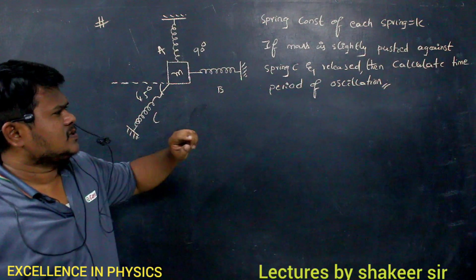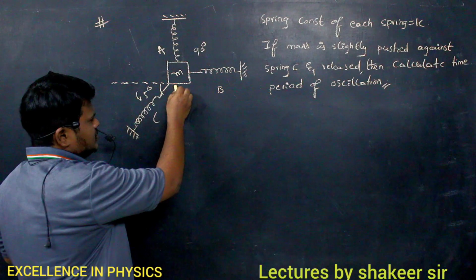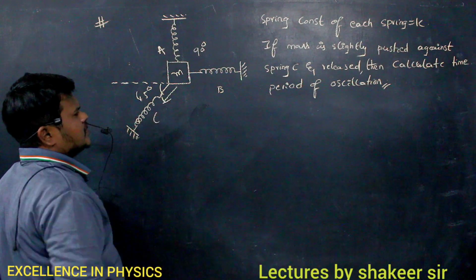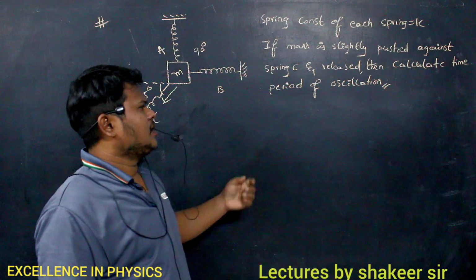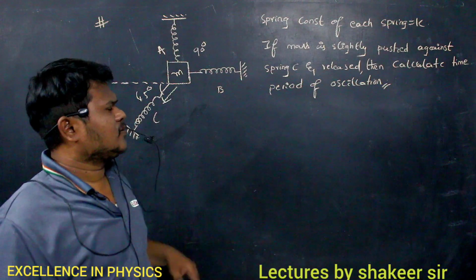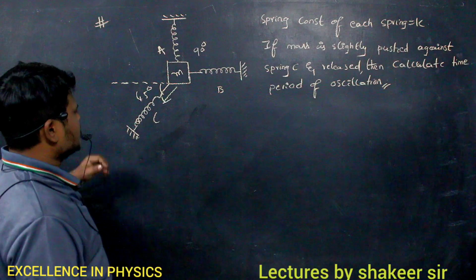If this mass is slightly pushed against spring C, what is meant by spring C? If this mass is displaced in the direction of C and released, and it is only slightly pushed, then calculate the time period of oscillation. So let us see how we can do this problem.